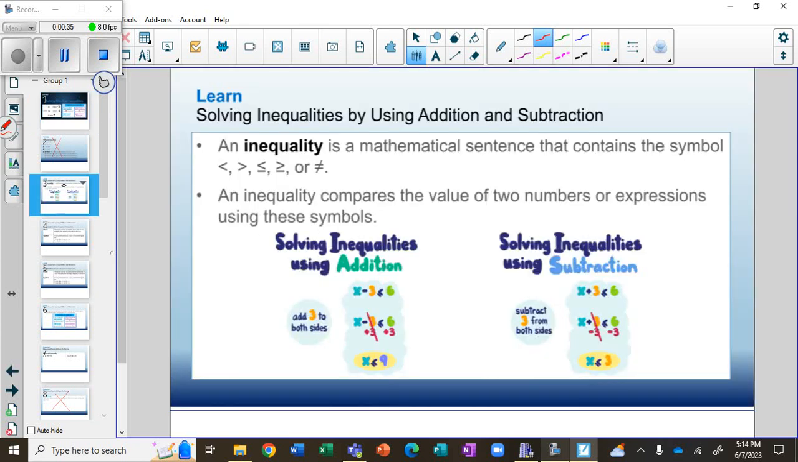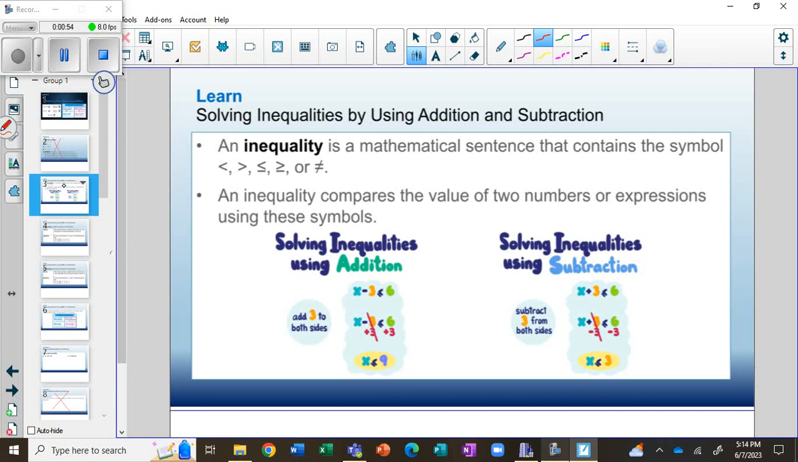So let's first off look at what an inequality is. An inequality is just a mathematical sentence that contains the symbol less than, greater than, less than or equal to, greater than or equal to, or does not equal to. An inequality compares the value of two numbers or expressions using these symbols.